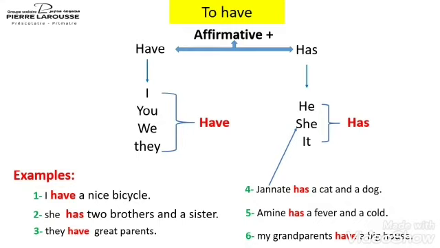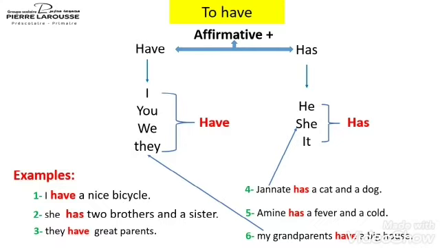Number 6. My grandparents have a big house. My grandparents here, I can change it with they. They have a big house. So we don't say my grandparents has, because grandparents are in the plural. So my grandparents have a big house.